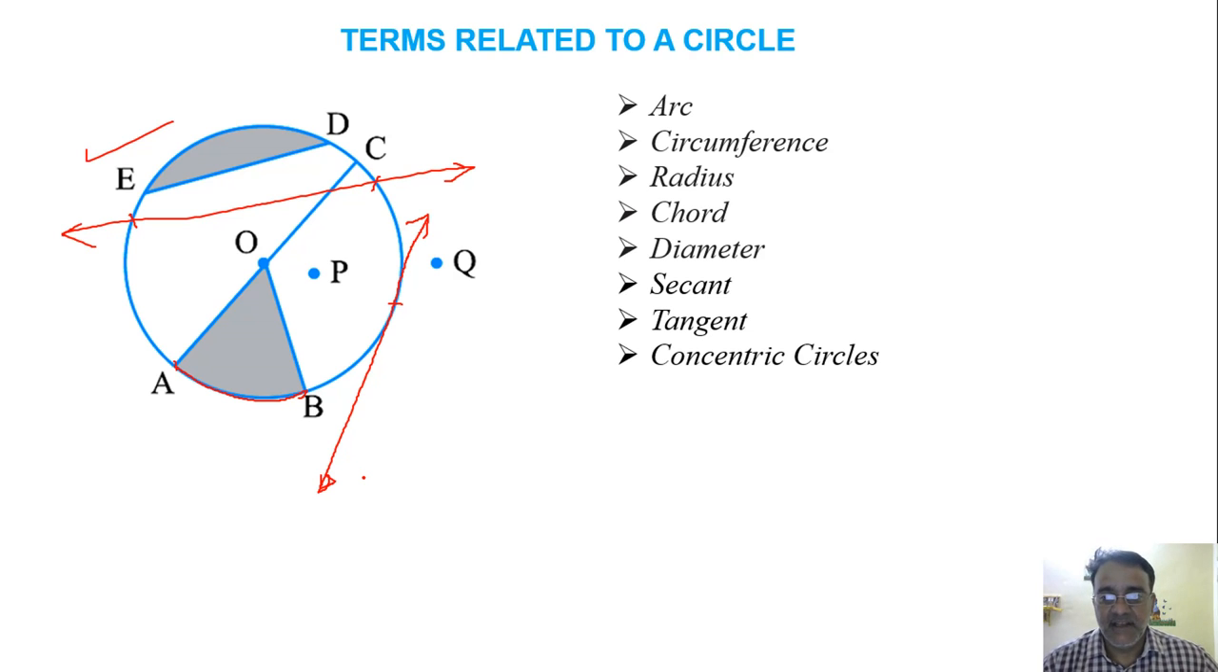tangent. Next is concentric circles. Two or more circles having the same center are called concentric circles. A circle, and inside one circle another circle with the same center, then a third circle. So if two or more circles have the same center, then those circles are called concentric circles.